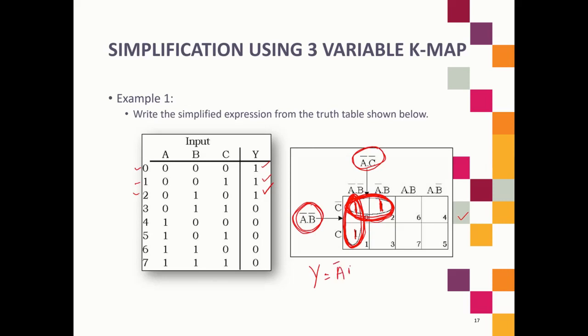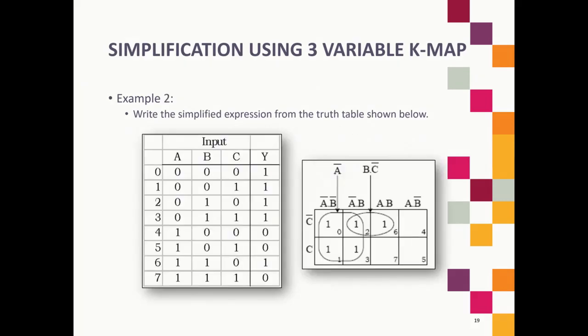So A bar B bar plus A bar C bar. Okay, next example. Write this simplified expression by using the truth table. Based on this truth table, you have 1, 2, 3, 4 and 5. So you need to map 5 values in your K-map, based on the decimal value or based on product term.